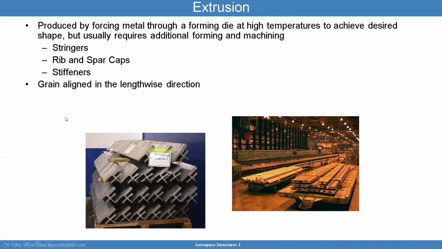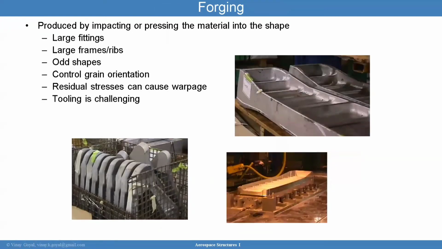You have stringers, ribs, spars, caps, stiffeners, and the grain is aligned in the lengthwise direction, this direction. And that is used for stringers, ribs, spars, caps, and stiffeners, and that will give you an idea of what material properties to be using.